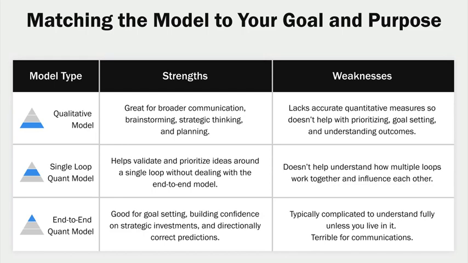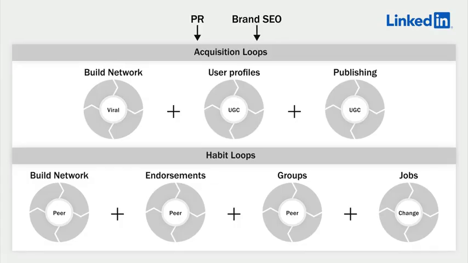An end-to-end quantitative model is great for goal setting, building confidence around huge strategic investments, and making directionally correct predictions about the overall growth of our business as we bring all of the different components together. But it's typically too complicated to understand fully unless you're living in it, so it's terrible for communication across a broader team.